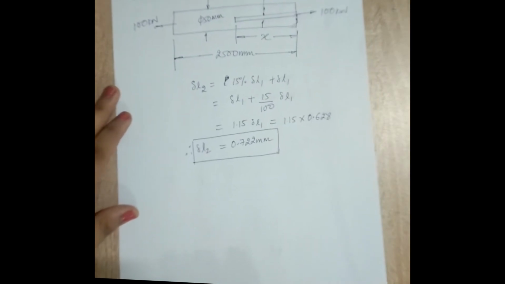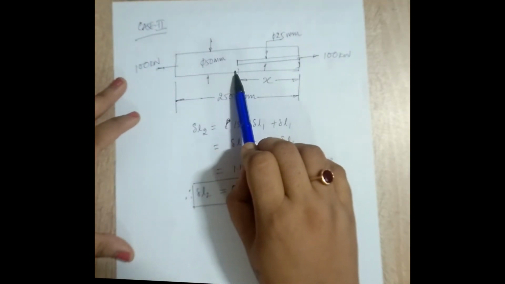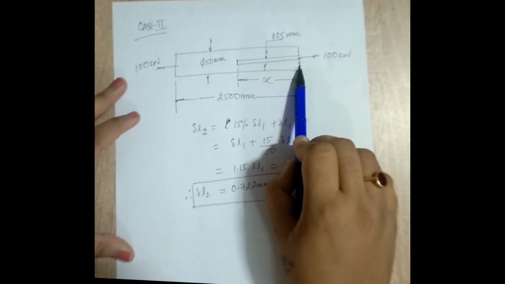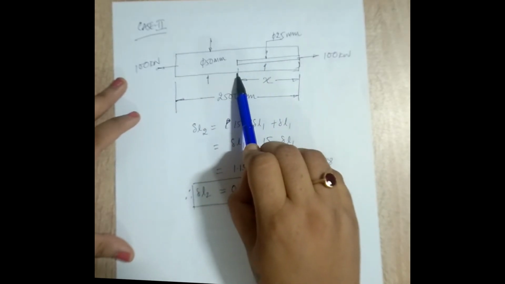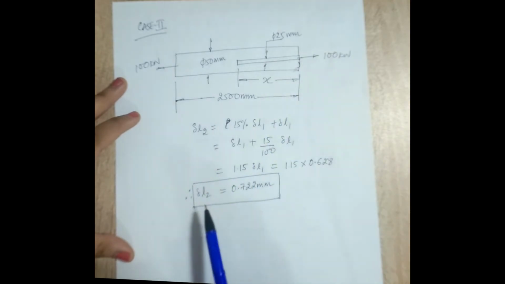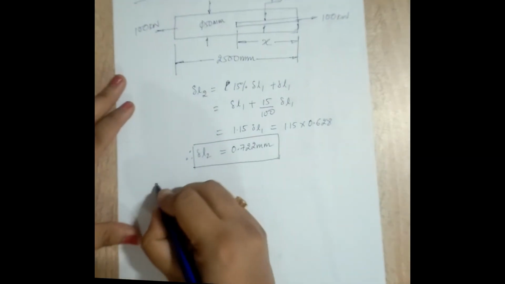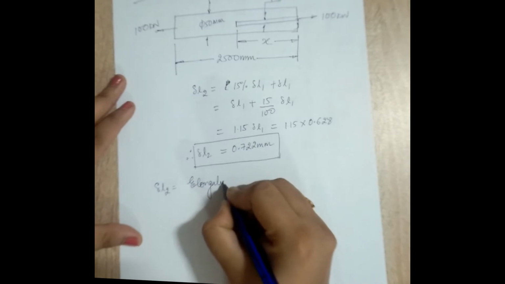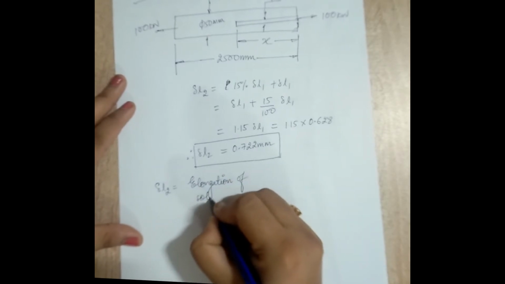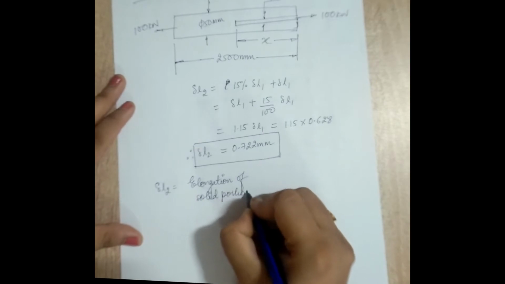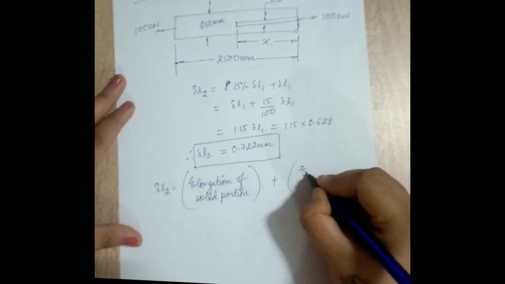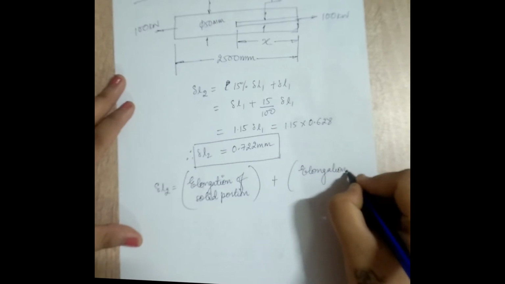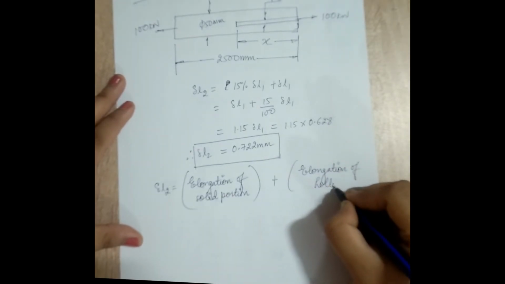Now, I need to calculate the value of x. For that, if you observe the figure carefully, there will be some amount of change in length in this portion plus change in length in this hollow portion. So I can say change in length in solid portion plus change in length in hollow portion will be equal to the total change in length. So I will write down delta L2 is elongation of solid portion plus elongation of hollow portion.